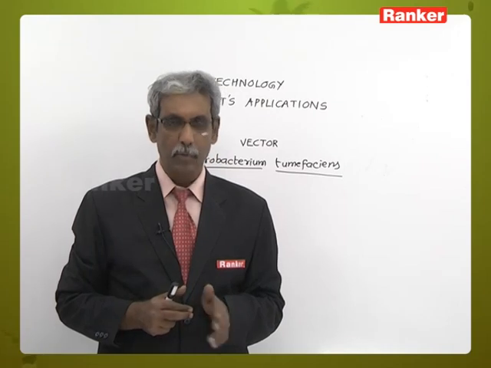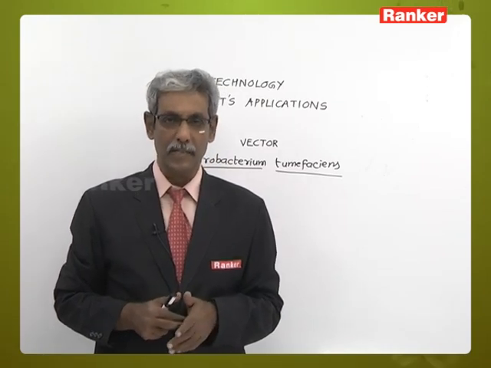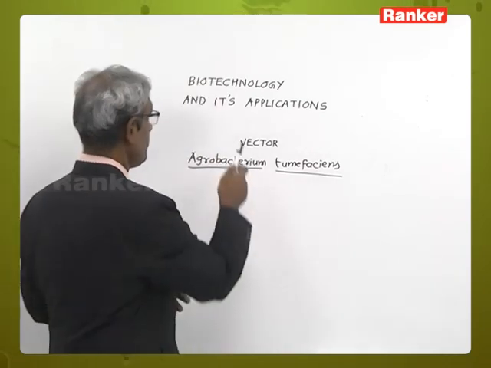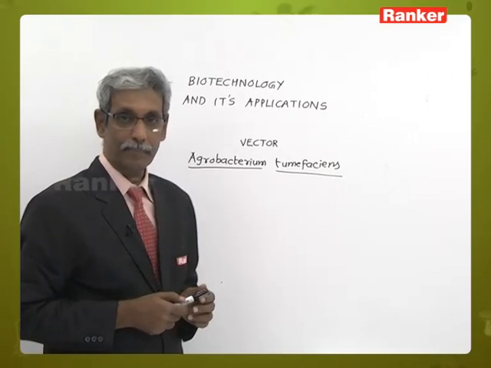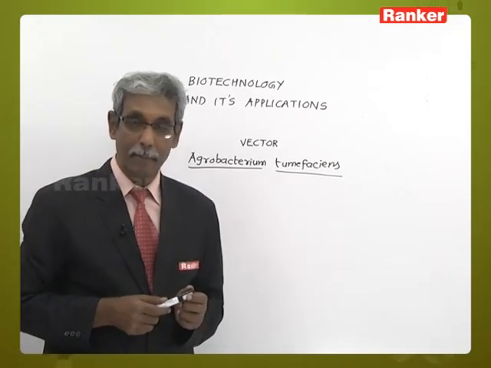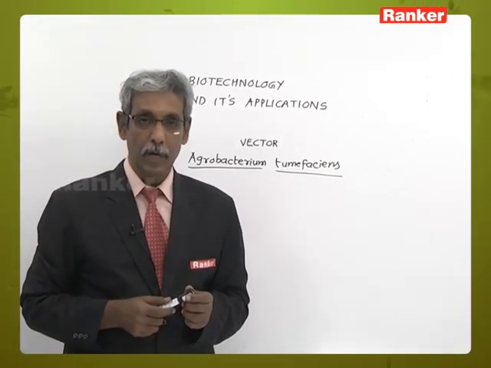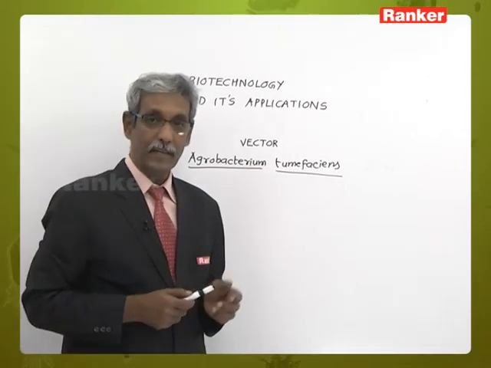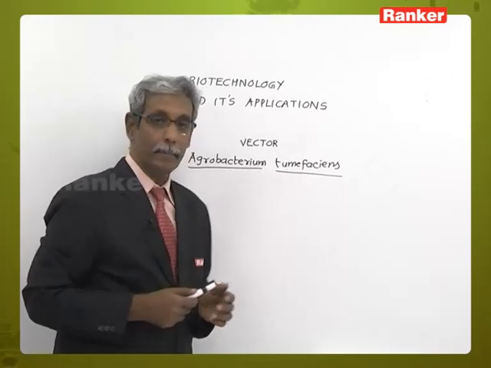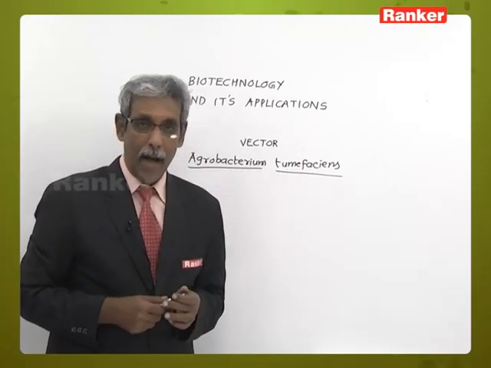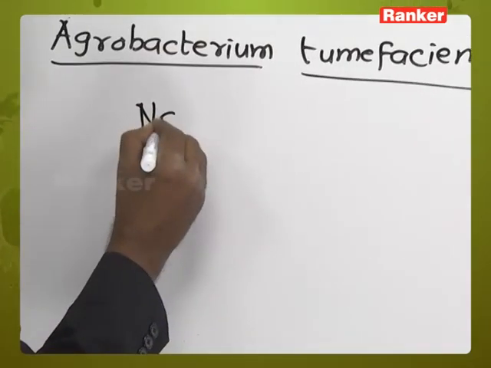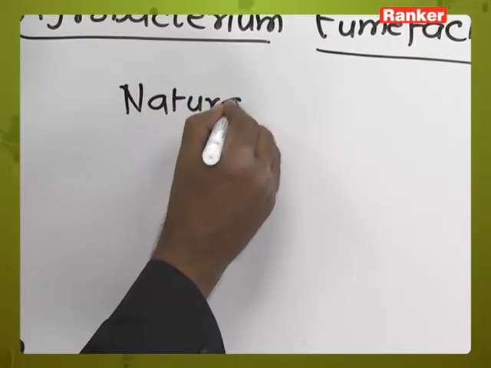Now, parallel to the principles and processes in biotechnology, we have the second unit. The second unit is termed biotechnology and its applications. It has a link to chapter 1 and chapter 2. You would be learning initially about a small vector which is termed Agrobacterium tumefaciens. Now, Agrobacterium tumefaciens is normally termed a natural genetic engineer.